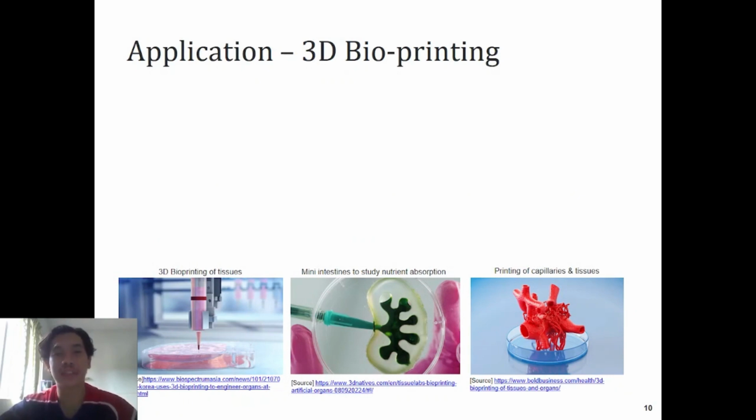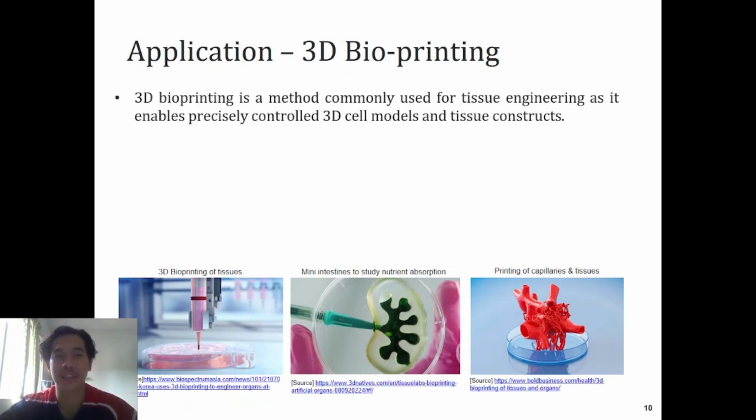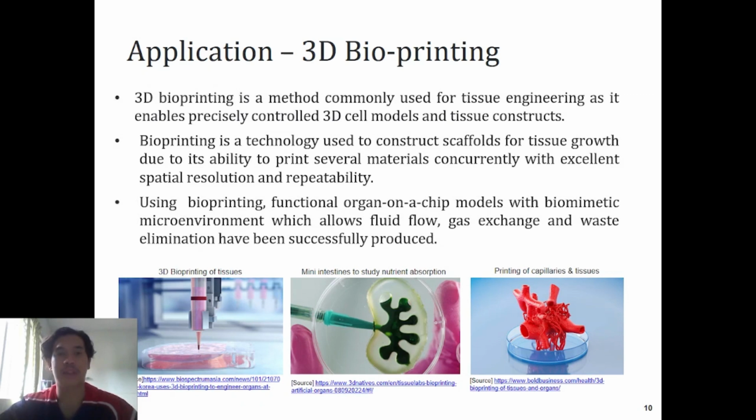And for the last application is 3D bioprinting. 3D bioprinting is usually used to construct tissue. It constructs scaffolds for tissue growth due to its ability to print several materials. By using bioprinting, a functional organ on a chip will allow fluid flow, gas exchange, and waste elimination.